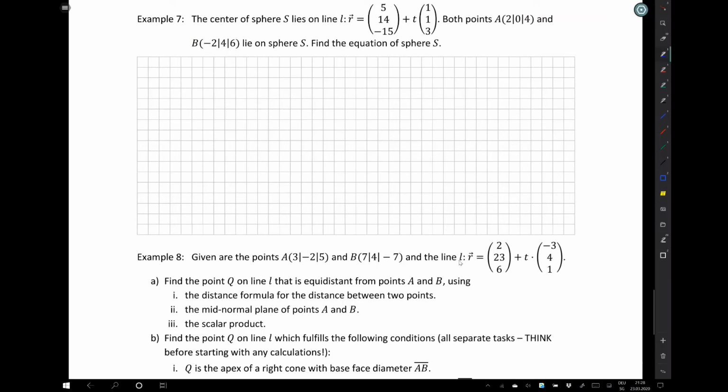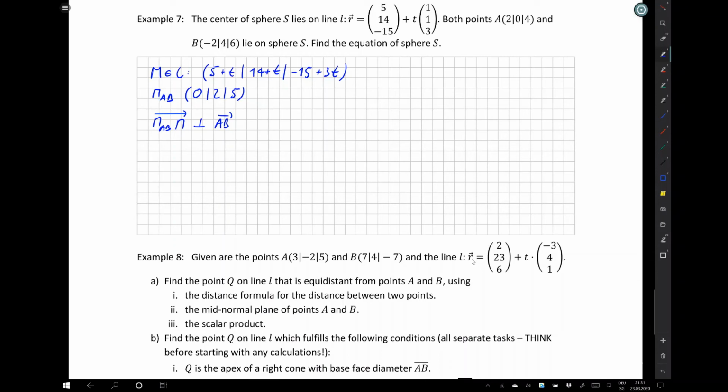The simplest way to solve this is to look for the point M on line L such that the vector M_AB M is perpendicular to the vector AB. Since the center of the sphere lies on the line L, we can write its coordinates in this way. The midpoint AB has these coordinates. We get them by taking the average of the x coordinates, the y coordinates, and the z coordinates of A and B respectively.